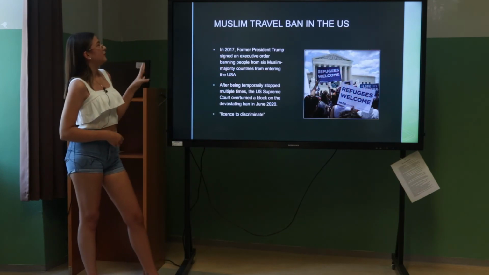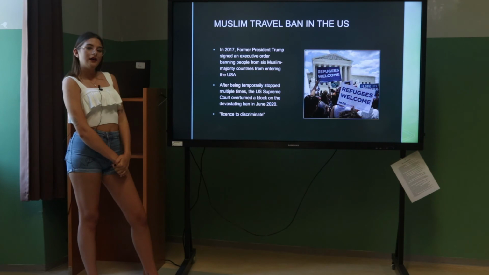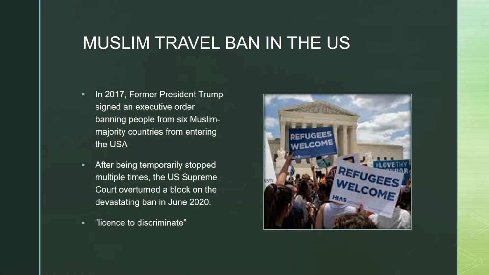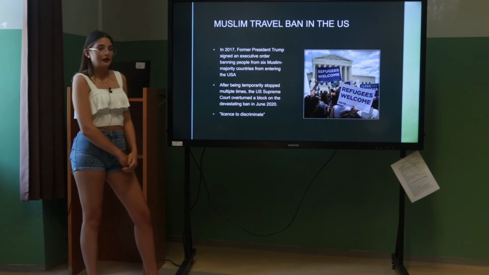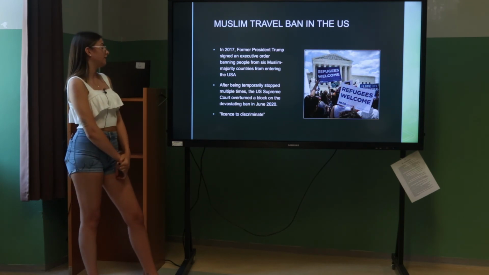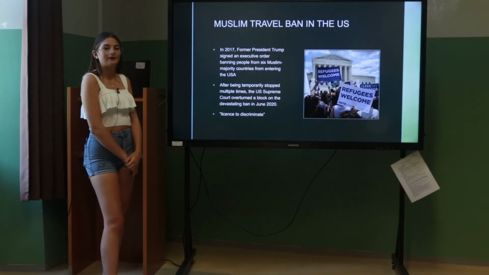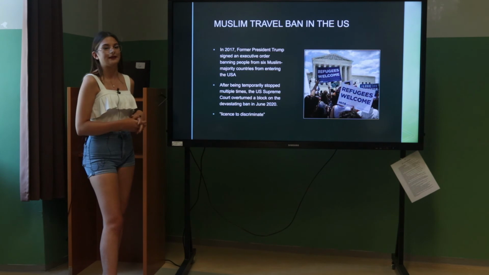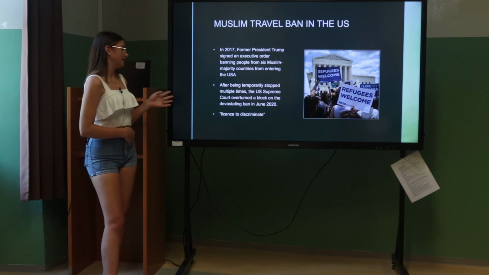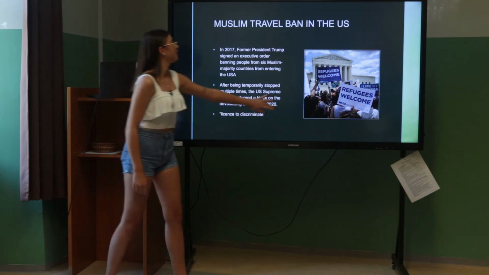In 2017, there was a Muslim travel ban in the US. Basically, former President Trump signed an executive order banning people from 6 Muslim-majority countries from entering the USA. Many protests were held against this order, and after being temporarily stopped multiple times, the US Supreme Court overturned the block in June 2020. So this was present for 3 years, and it destroyed families, basically, and many people refer to this as a license to discriminate.